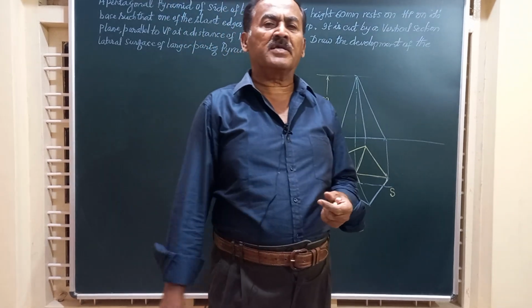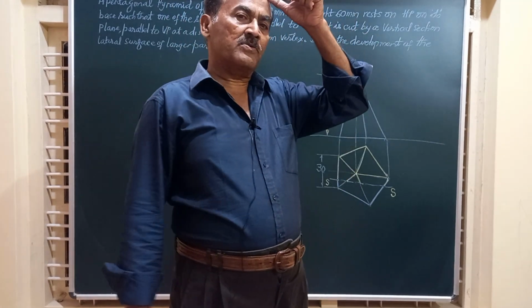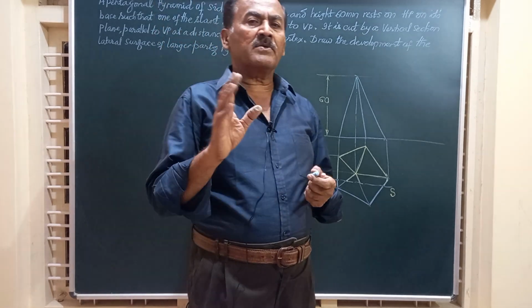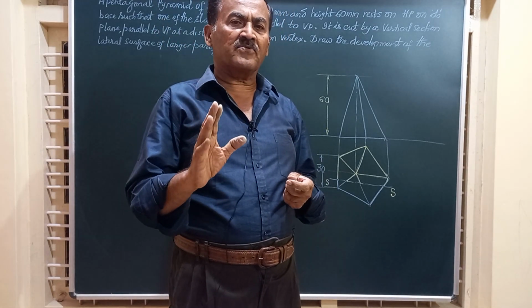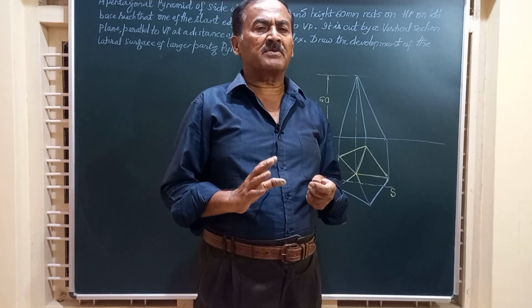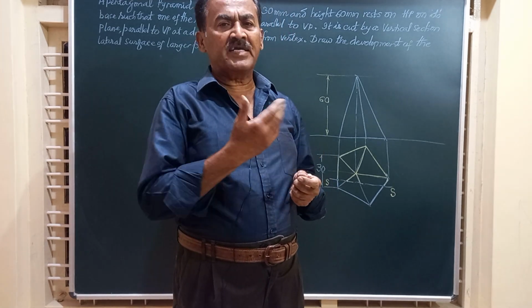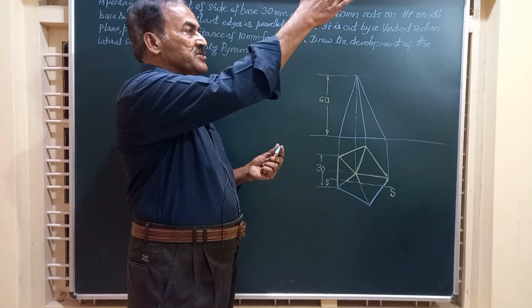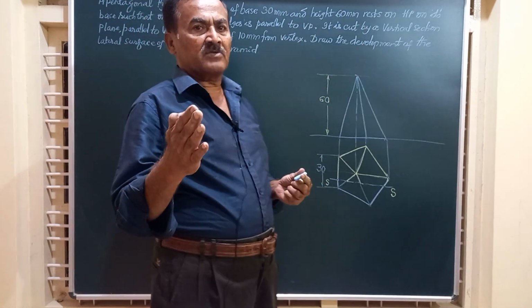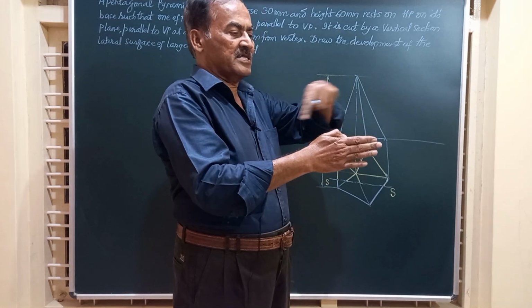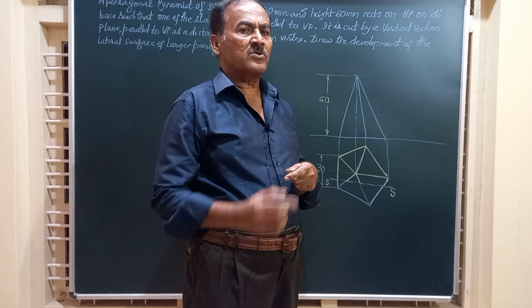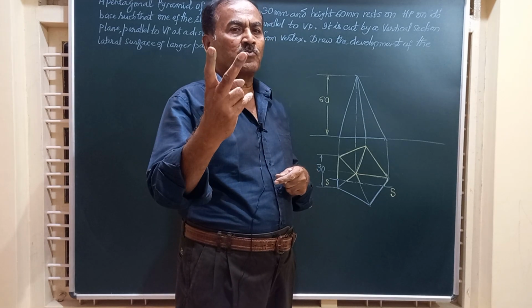Myself Dr. M.H. Chennaya. In this video, we are going to work out the development of the lateral surface of a pentagonal pyramid resting on its base on HP and being cut by a section plane which is vertical. In other words, that section plane is seen as a line in the top view and is perpendicular to HP. So let us split the question into two parts.